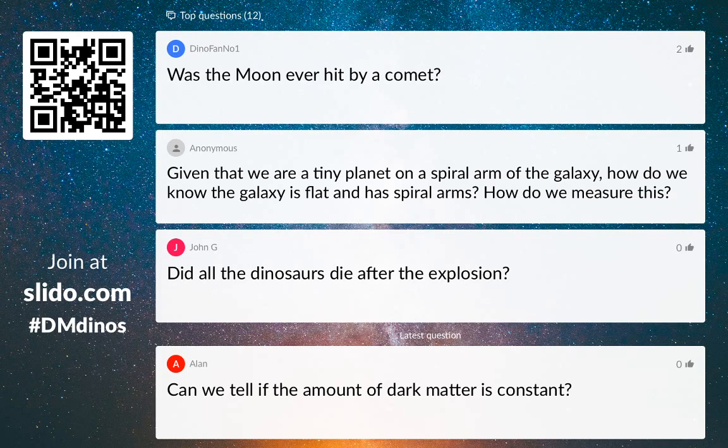But probably it's also been hit by a lot of asteroids as well, and that's probably what's made up the bulk of its craters, I would imagine. But yeah, it's possible that it's been hit by a comet, but we'd need to study those impact craters to really know.